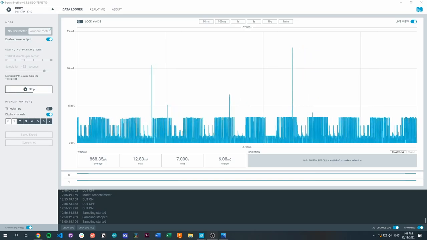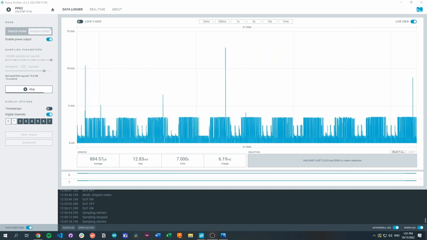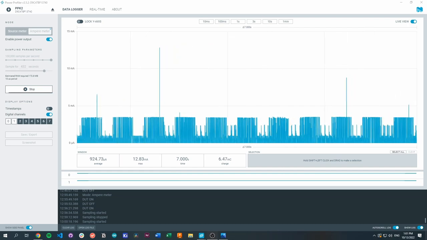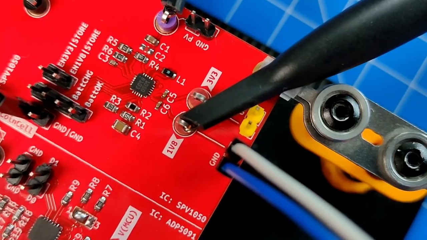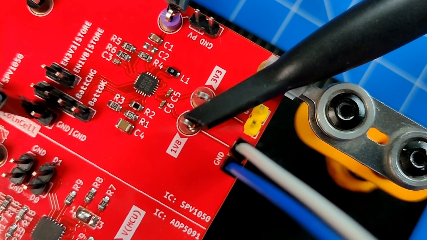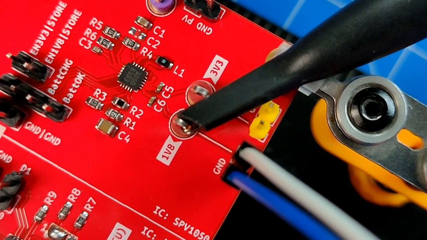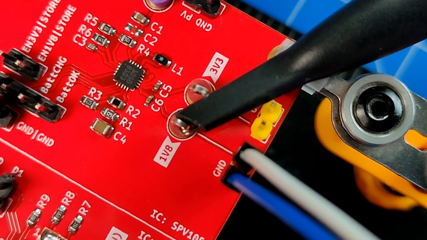And this is the power consumption of the energy harvester by ST Microelectronics. As you can see, it's less than 1 mA. I'm happy with the result considering that the solar panel I used is not the most suitable for this specific energy harvester. It's also important to say that the regulated outputs of this energy harvester are two. The first one is 1.8 volt and the second one is 3.3 volt.